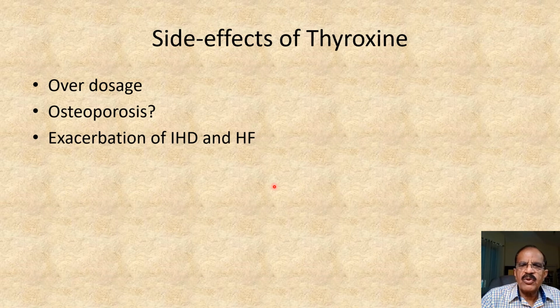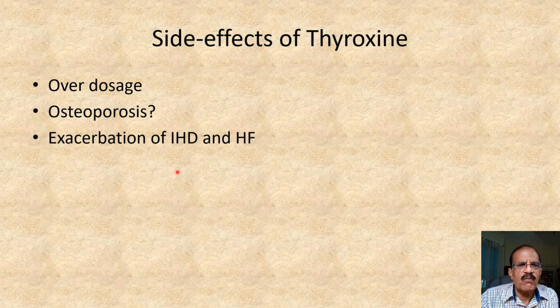Side effects of thyroxine are practically none, and side effects will occur only if you give an overdose. So that is actually the iatrogenic problem. If you give the right dose, the patient should not have any side effects. In some cases, if it is an overdose, the patient may develop osteoporosis. And again, in an overdosed patient, you may see exacerbation of ischemic heart disease and heart failure.